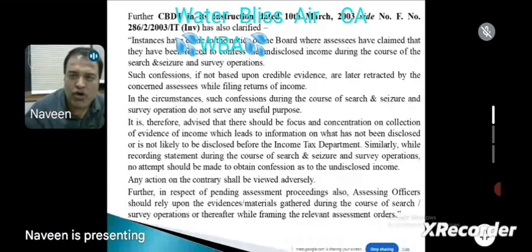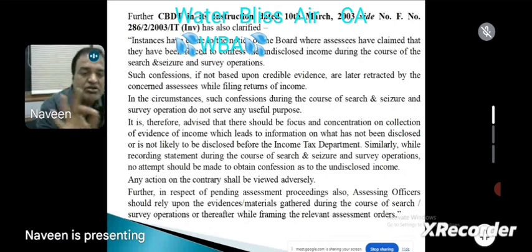Incidents have come to the notice of the board where assessees have claimed that they have been forced to confess undisclosed income in the course of survey or search and seizure. Such confessions, if not based upon credible evidence, are later retracted by the concerned assessees while filing returns of income. In the circumstances, such confessions during the course of search and seizure and survey operations do not serve any useful purpose. It is therefore advised that there should be focus and concentration on collection of evidence of income, which leads to information on what has not been disclosed or is not likely to be disclosed before the department. Similarly, when recording statements during the course of search and seizure and survey operations, no attempts are to be made to obtain confession as to undisclosed income.